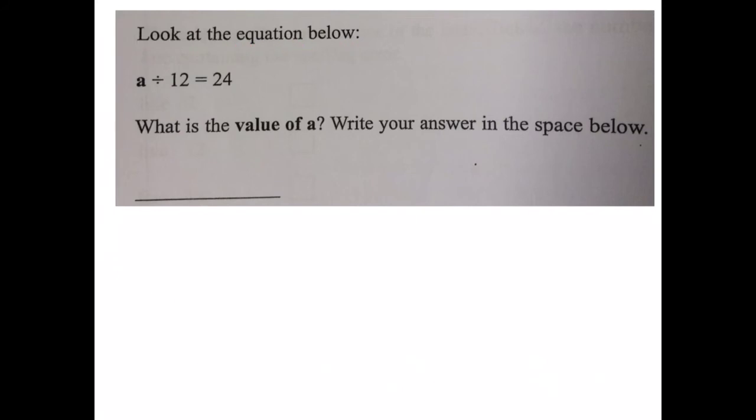Look at the equation below. A divided by 12 equals 24. We have a missing number at the beginning, do the inverse and you're winning. So A would then be found by taking the 24 and timesing it by 12. We will have to carry out a long multiplication sum.